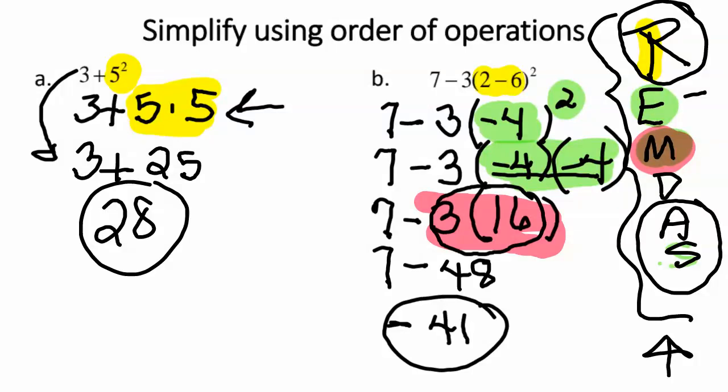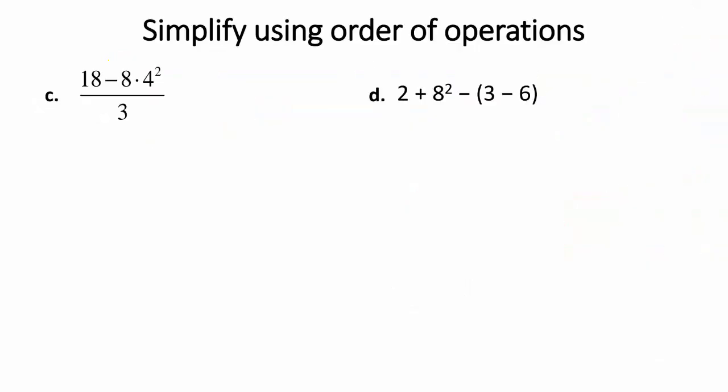Notice I never took 7 minus 3 and made it a 4. No. Because order just had it sitting off to the side. So be careful of this type of problem. Now, let's look at these two.